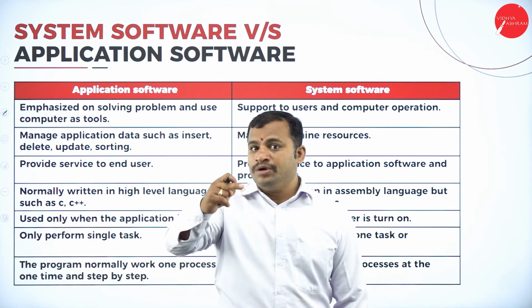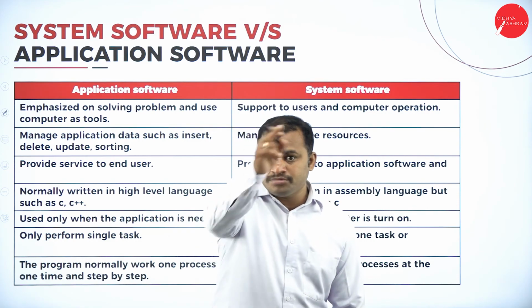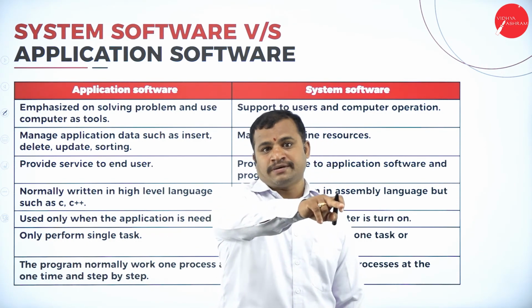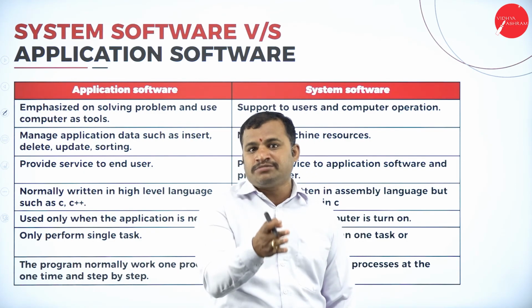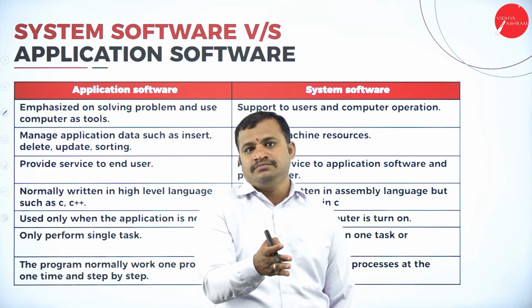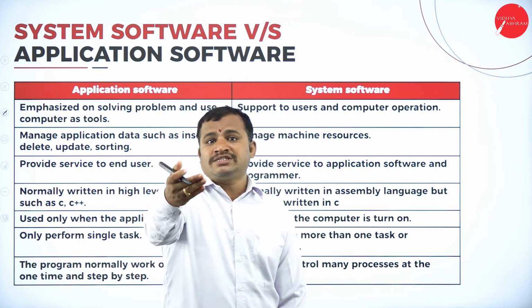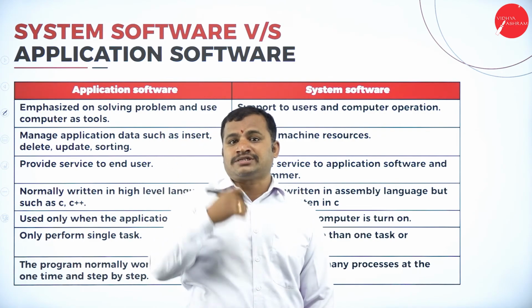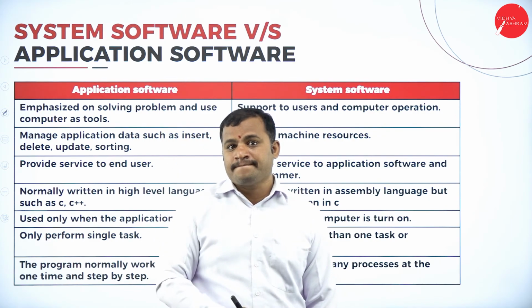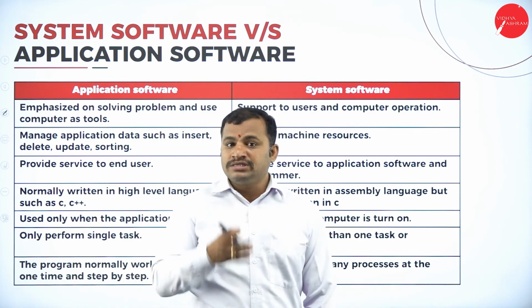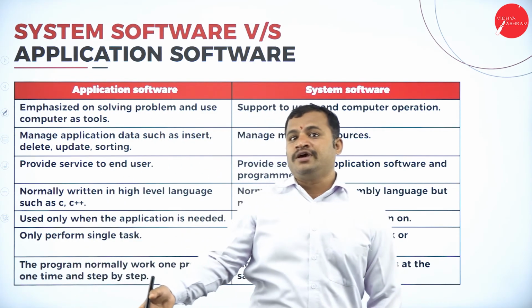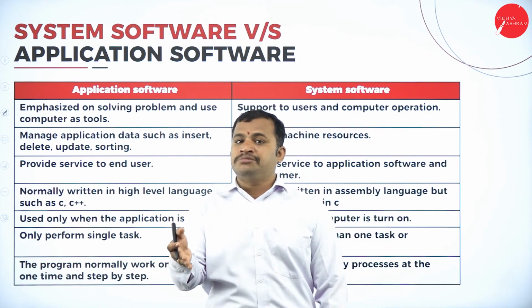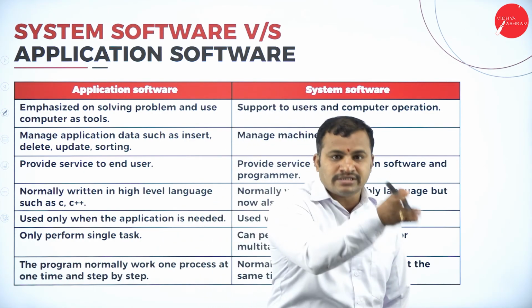Whatever data you enter into the system has to be saved in some particular location. Who is going to save it in a particular location in a well-organized manner? Application software. Who is going to serve the request of the users or the application software? System software. System software is going to provide a service to the application software. So again, there is a coordination between an application software and the system software.